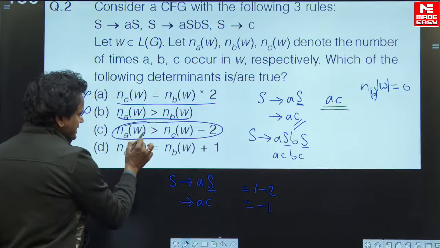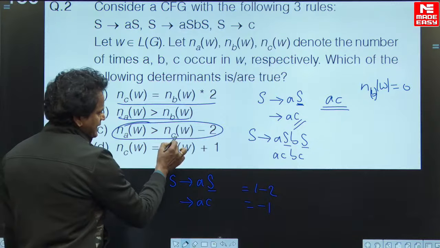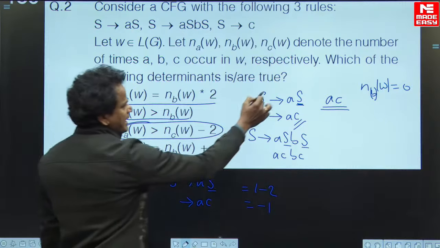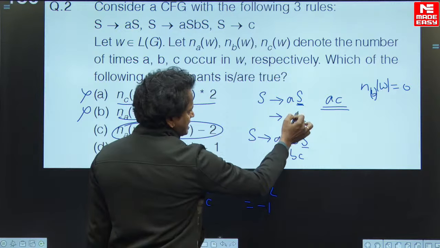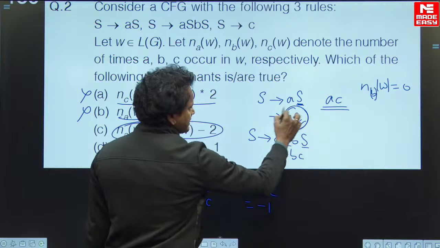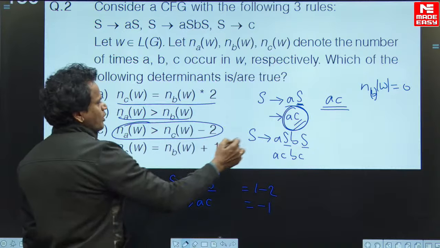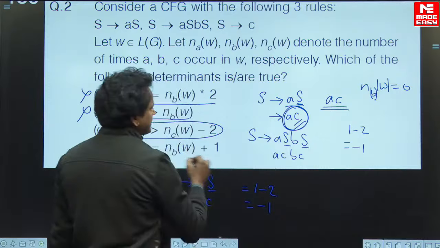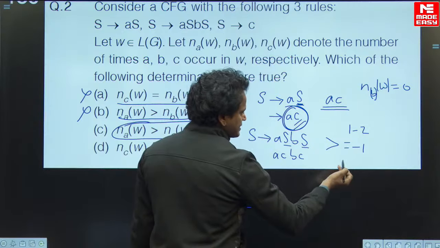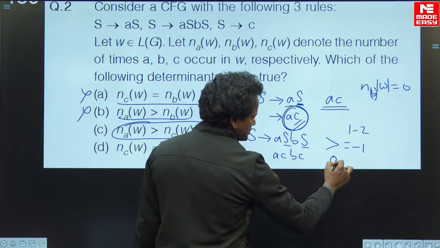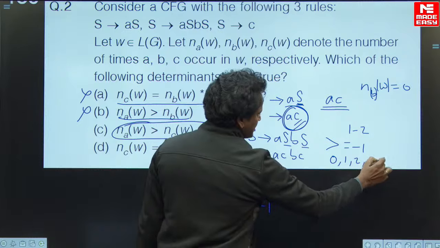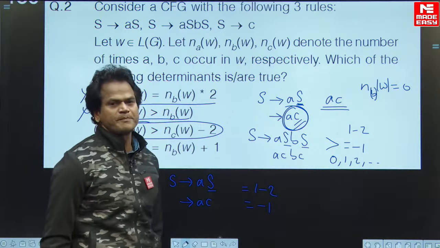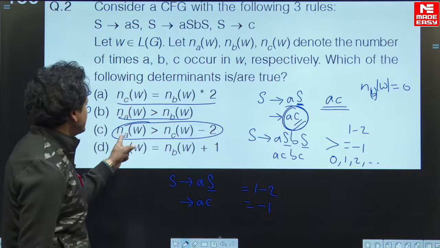So the number of A's in the string must be greater than the number of C's in the string minus 2. Are you following? I have substituted this string only. Here C's are 1, 1 minus 2 is minus 1. So the number of A's must be greater than minus 1. What numbers are greater than minus 1? 0, 1, 2, 3. So 0 has to be there. We don't get a string with 0 A's.